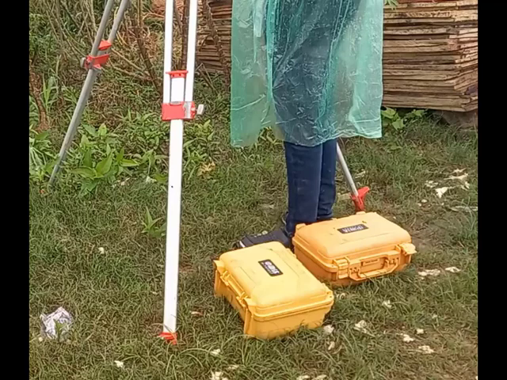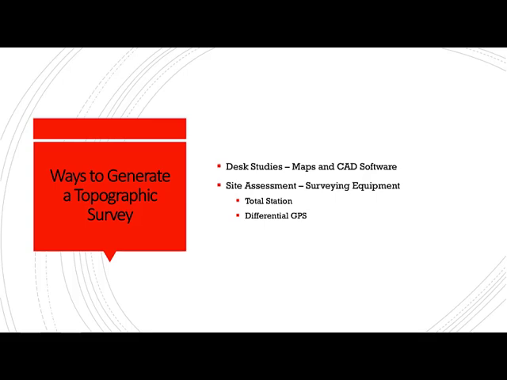There are different ways to actually do a topographic survey, and there are videos online you can always search to see how surveyors do it. A topographic survey can be done through the use of a total station. A topographic survey can be done through the use of a differential GPS.